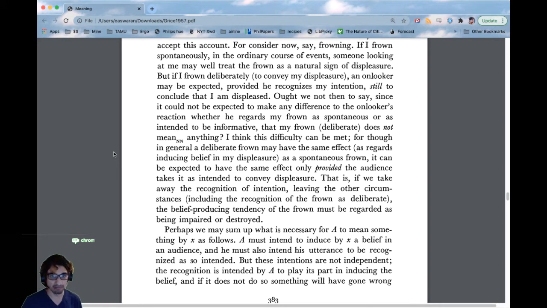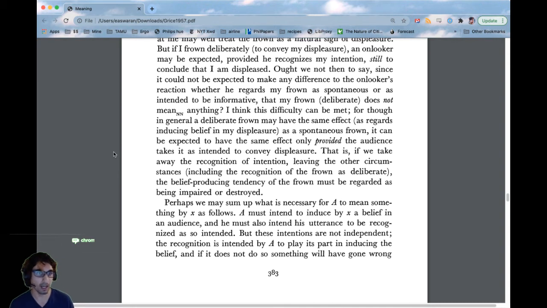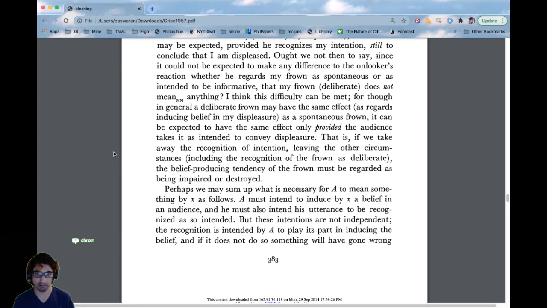For though in general a deliberate frown may have the same effect as regards inducing belief in my displeasure as a spontaneous frown, it can be expected to have the same effect only provided the audience takes it as intended to convey displeasure. That is, if we take away the recognition of the intention, leaving the other circumstances, including the recognition of the frown as deliberate, the belief-producing tendency of the frown must be regarded as being impaired or destroyed. That is, if you imagine you and a friend are watching this thing, and your friend sees you intentionally frown, they might, if they don't realize you're frowning in order to convey your displeasure, think, oh, maybe he's frowning because he's made up a code where he wants to frown to indicate that he's happy.